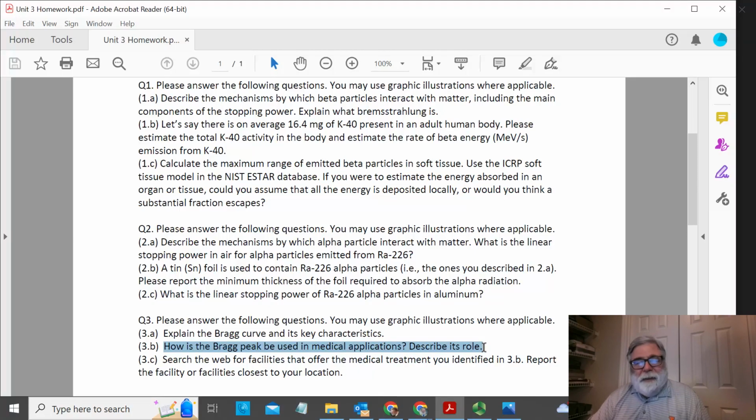They deposit energy at the end of their range. And so they can deposit a lot of energy at the tumor depth and spare the healthy tissues that are outside of the tumor volume. It also deposits energy very precisely at a given depth. And so it can more accurately target tumors, as compared to photons, which have an exponential attenuation in the body and are much more difficult to concentrate. And then search the web for a facility near you that offers proton therapy. And I think everybody was able to do that.